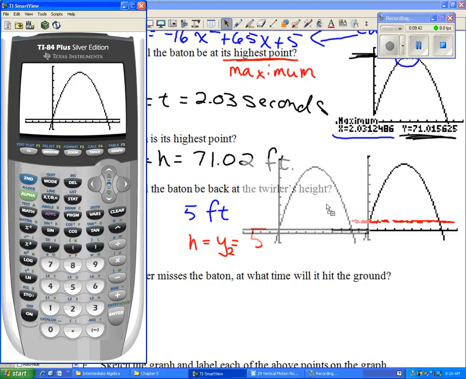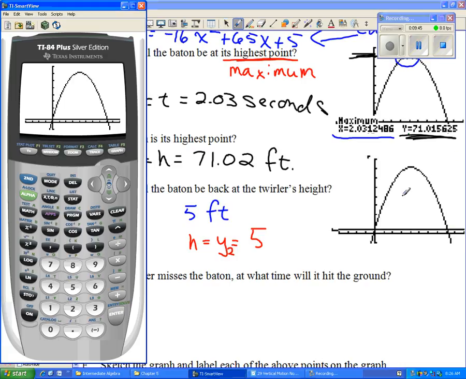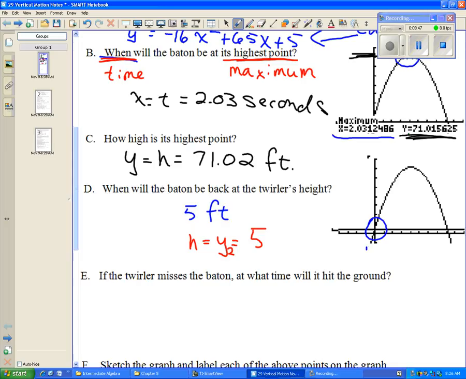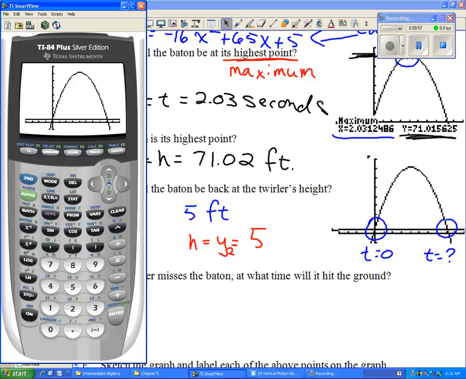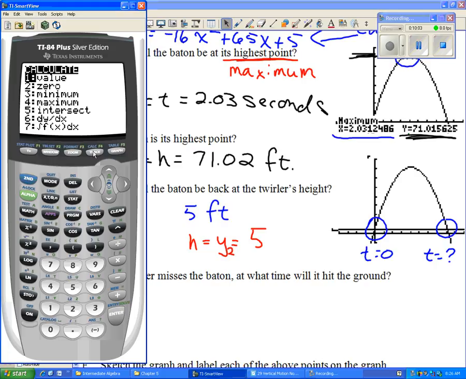Sliding this over here, I already know that this is time 0. I want this intersection point. I want time is question mark. I'm still at 5 feet, so that's what I want to find. So I'm going to hit second trace to go to the calc button. I want intersection number 5. I'm going to hit enter. My first curve is the parabola, so I'm going to hit enter. My second curve is the line, y equals 5, so I'm going to hit enter.